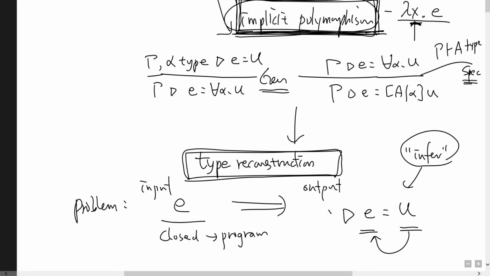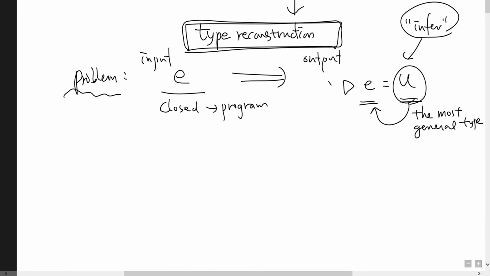Later we will make the statement more precise, but here we want to remember the fact that this type U must be the most general type that can be assigned to expression E. So here's an example. Let's say we'd like to find the type for this identity function. And this type reconstruction algorithm can return, for example, bool arrow bool.